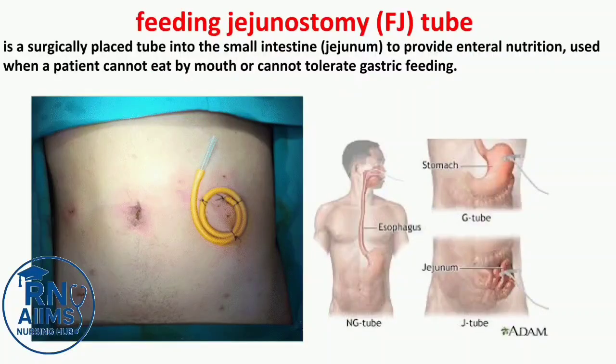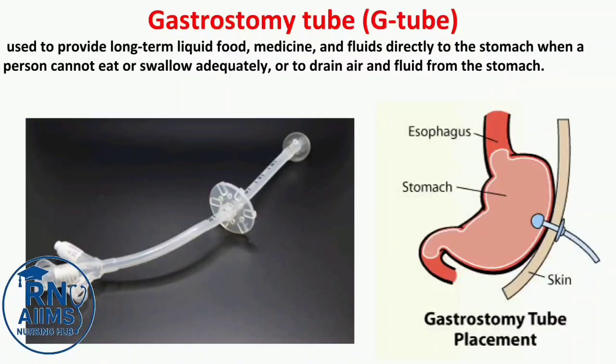Feeding jejunostomy (FJ) tube is a surgically placed tube into the small intestine, jejunum, to provide enteral nutrition, used when a patient cannot eat by mouth or cannot tolerate gastric feeding. Gastrostomy tube (G-tube) used to provide long-term liquid food, medicine, and fluids directly to the stomach when a person cannot eat or swallow adequately, or to drain air and fluid from the stomach.